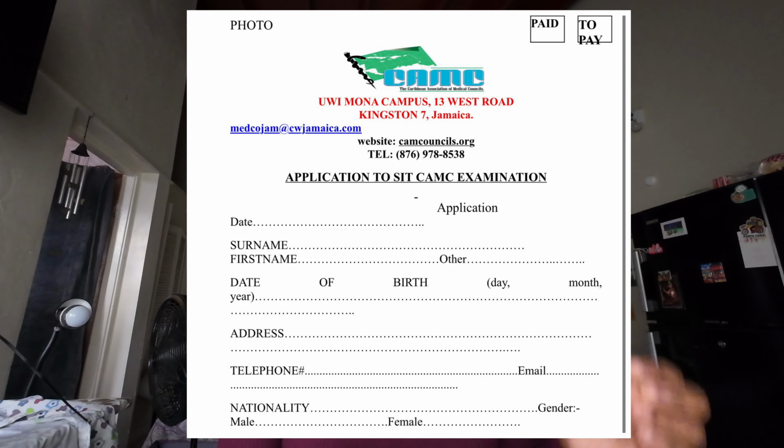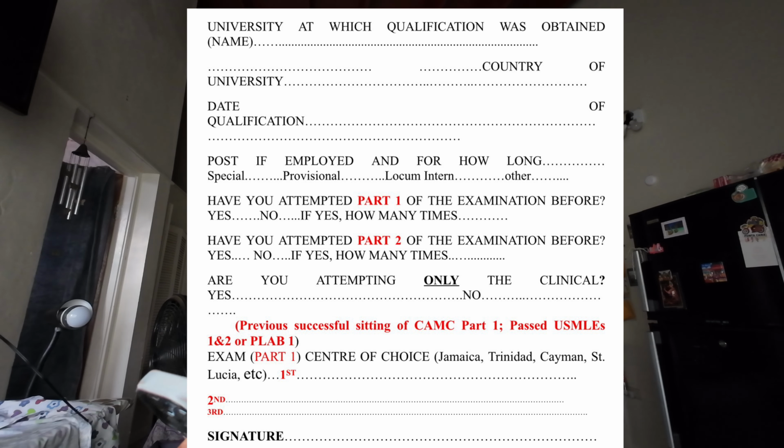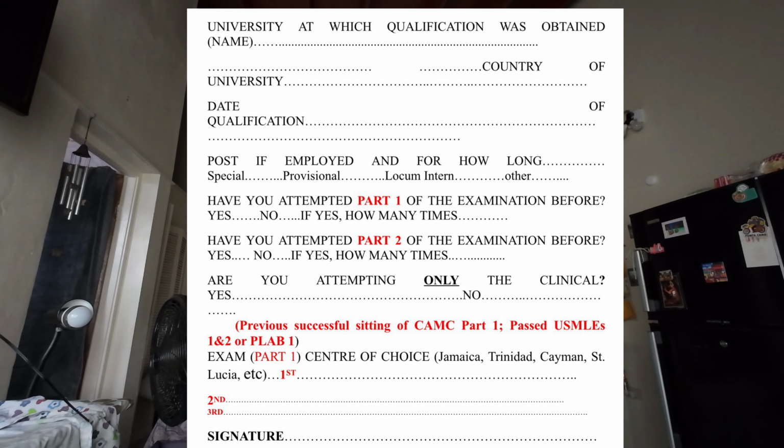The first thing they're going to ask you to fill out is the demographics, nationality, and what university you qualified at, right? What school did you go to? So you're going to put that, the date of your graduation, or the date that you received your MBBS qualification. And you have to tell them if you're employed, how long you've been employed, and whether you are under special, provisional, or locum intern. I am a locum intern, so I ticked that.